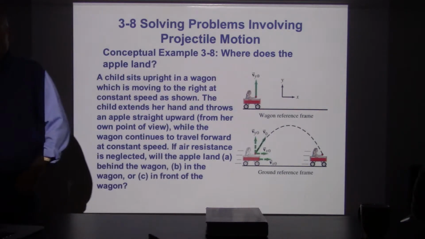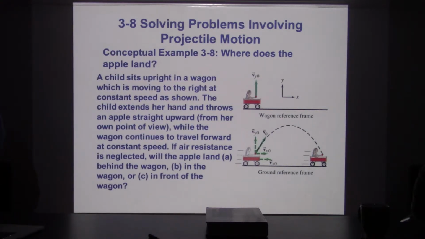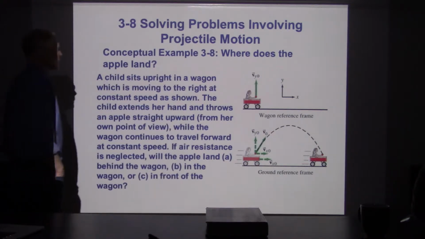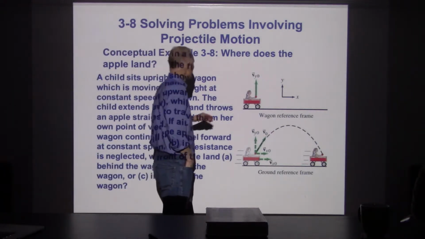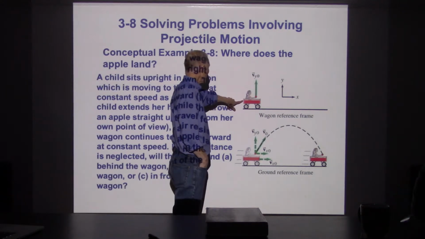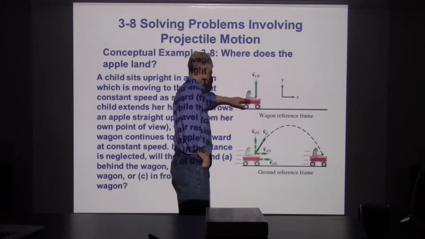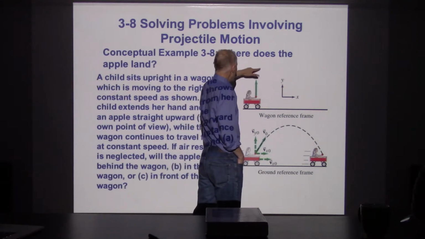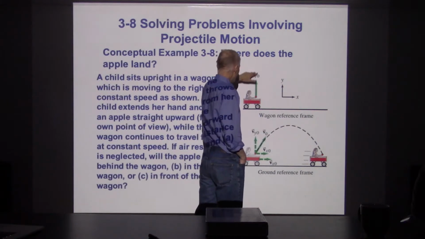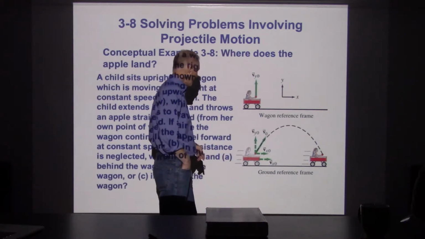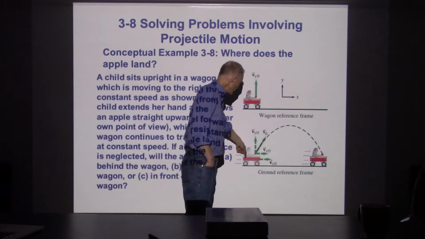Okay, so let's continue on with projectile motion, trying to get a better feel for how we work with it. Here's this person in a wagon, and they're throwing some object up in the air, and it goes straight up, and then it comes back down. And then the question is, what happens if, oh my gosh, this wagon's going really fast?